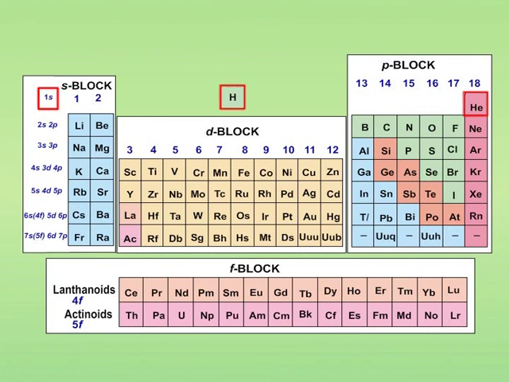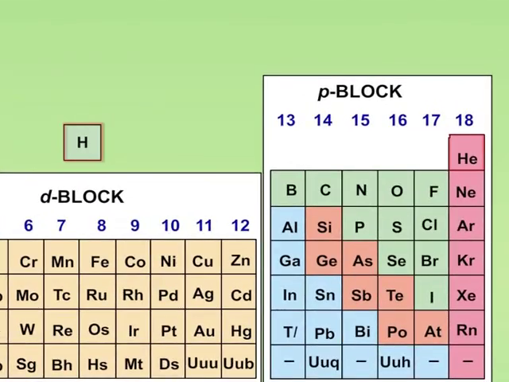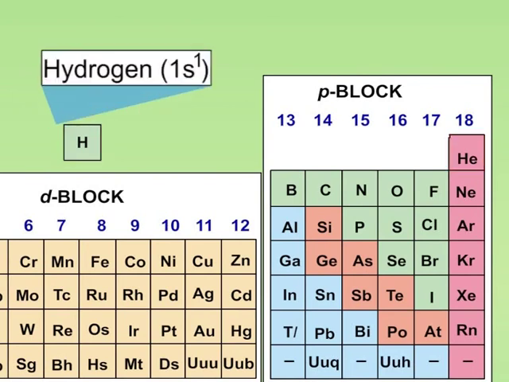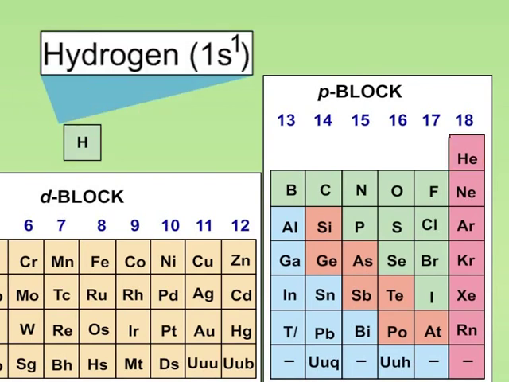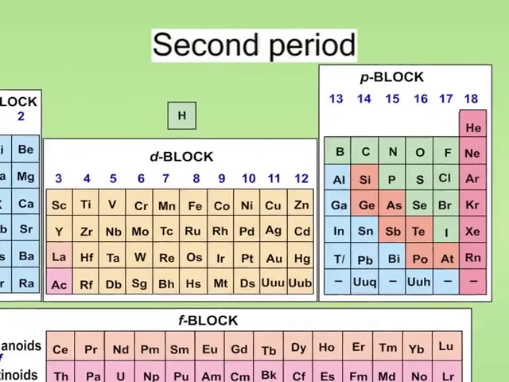Since this energy shell has only one orbital, that is 1s, which can accommodate only 2 electrons, the first period has only 2 elements. These are hydrogen 1s1 and helium 1s2.